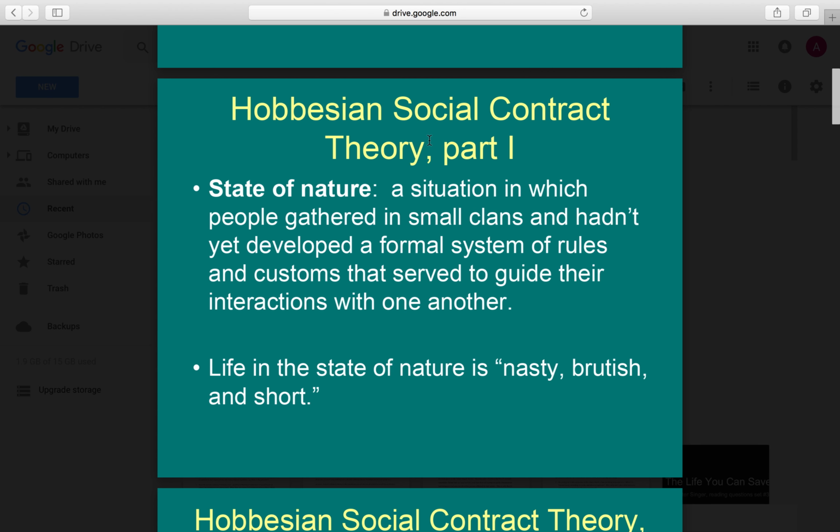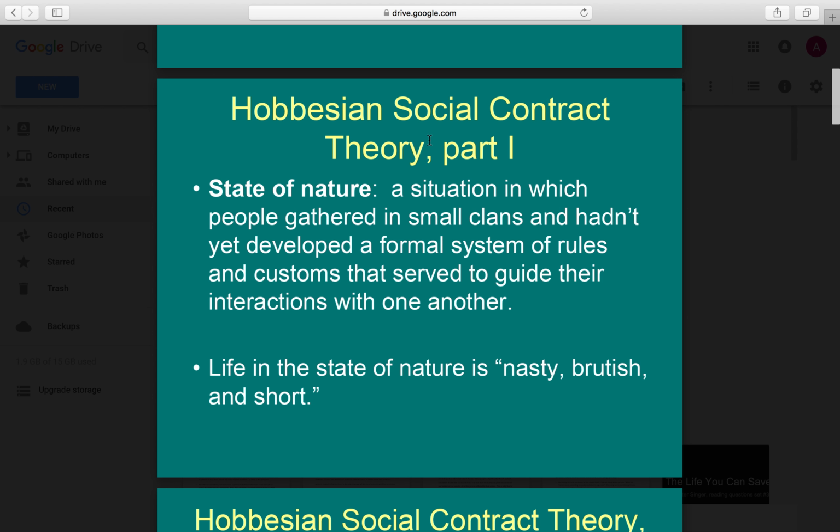In order to understand Hobbes' version of social contract theory, it is best to start out by picturing a time and location where people gathered in small clans and hadn't yet developed a formal system of rules and customs that served to guide their interactions with one another. Imagine a scenario in which the basic social unit was a small group of families, or even one very large extended family, living off of whatever resources they could get from nature by hunting and gathering. Hobbes referred to such a pre-societal, or perhaps very minimally societal, mode of living as the state of nature.